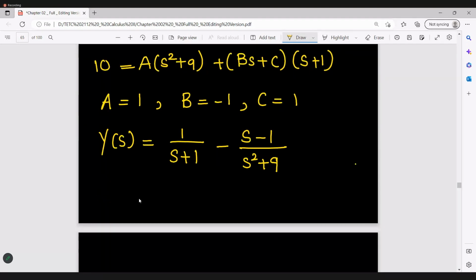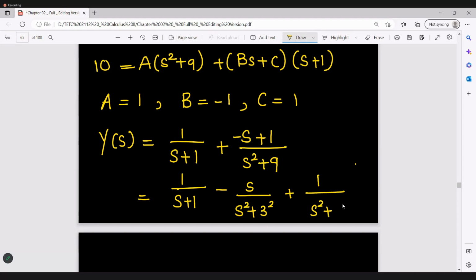So then we can rewrite this as 1 over S plus 1. So let's see, this is plus, this is minus, and this is the original way. So we can write this as minus S over S squared plus 3 squared, plus 3 over S squared plus 3 squared.